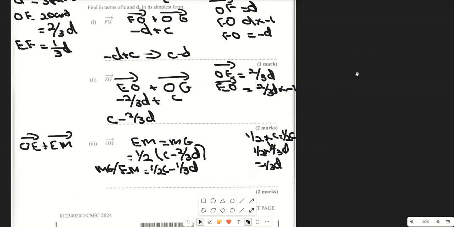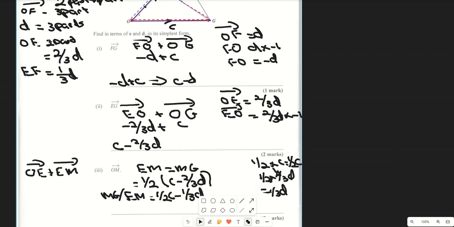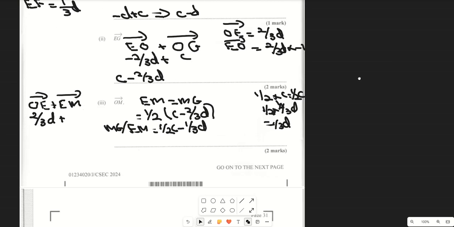So OE is equal to what, guys? We know that's 2/3 of D, 2 over 3 D, plus what is EM? We found out EM, which is equal to a half C, let's just put this in brackets, a half C minus a third D.